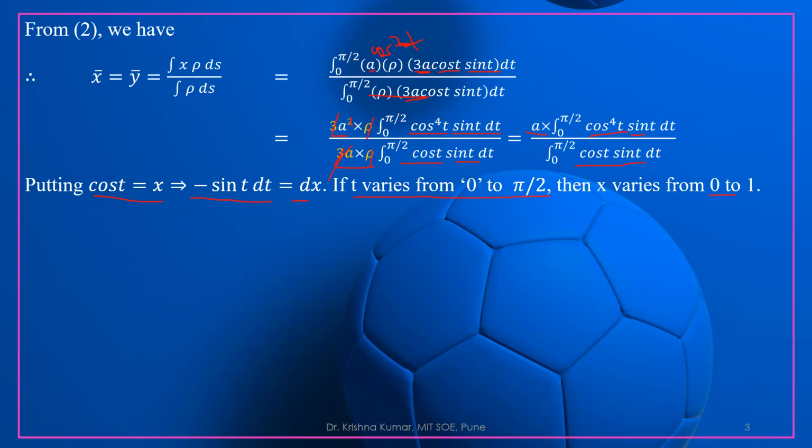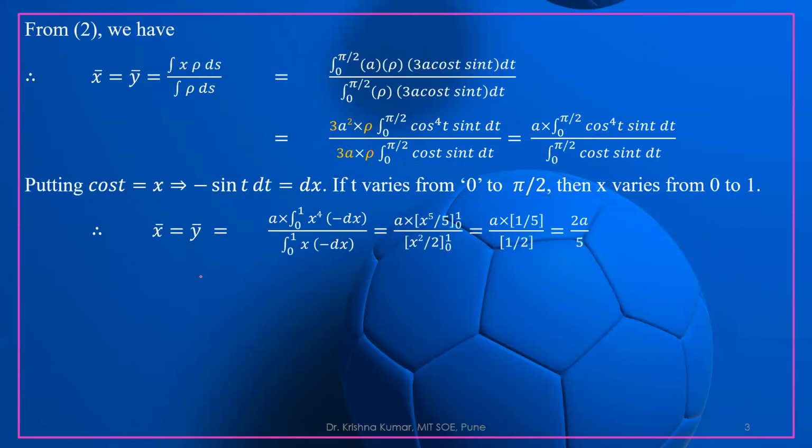Yeah, let us put over here cos t is equal to x. So if t is equal to 0, what is the value of x? X is equal to 1. Correct. And if t is equal to pi by 2, so cos pi by 2 is equal to 0. So what is the value of x? X is equal to 0. So it varies from 0 to 1 or 1 to 0? Correct. It varies not from 0 to 1, it varies from 1 to 0.